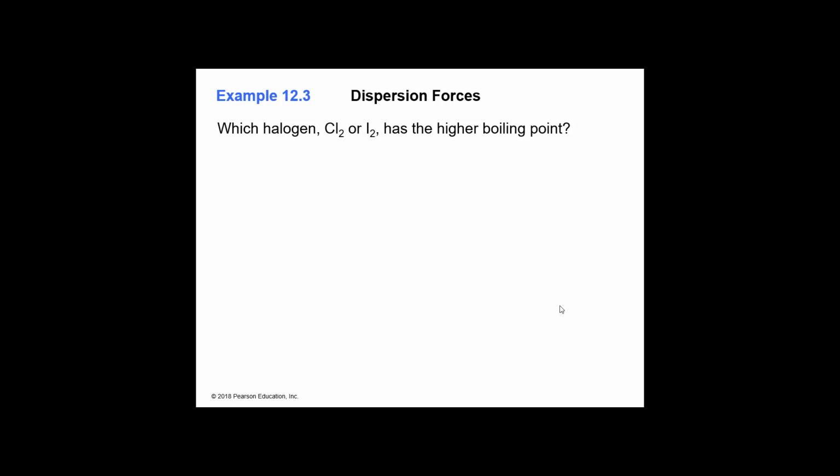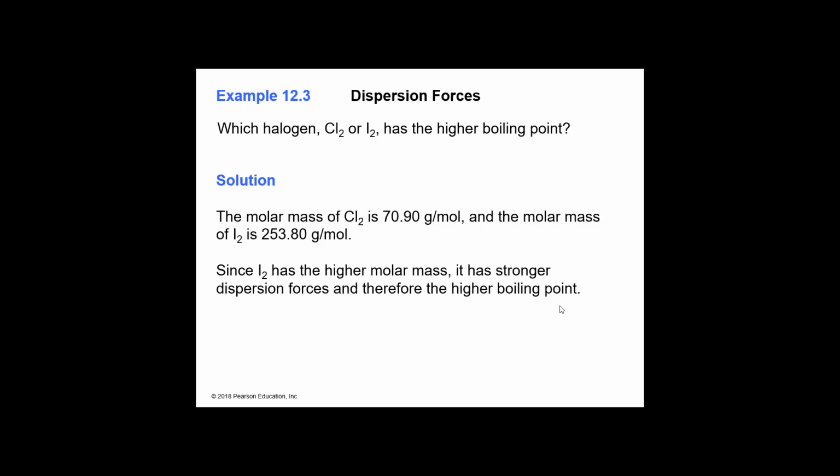So let's take a look at this. Which halogen, chlorine or iodine, has a higher boiling point? Depending on where it is, we can determine this by looking at a periodic table or at the masses. The molar mass of diatomic chlorine is 70.90 grams per mole, but the molar mass of iodine is 253.80. So iodine has a higher molar mass, stronger dispersion forces, and therefore a higher boiling point. And that is true.